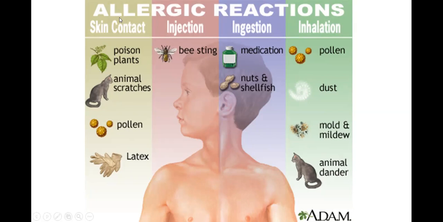The contact allergens may be poison plants, animal scratches, pollen, and latex. People are allergic to that. Specifically, injection may be snake venom or bee sting venom or some specific ants. If they bite, you may get an allergic response. Or medication in terms of penicillin or antibiotics. Usually, the doctor asks, "Are you allergic to antibiotics?" So they want to test that.